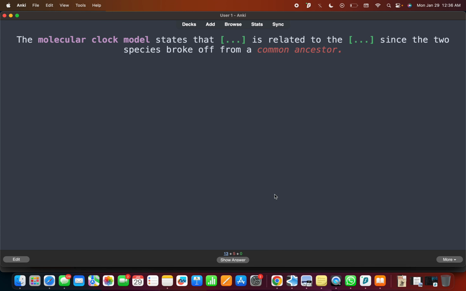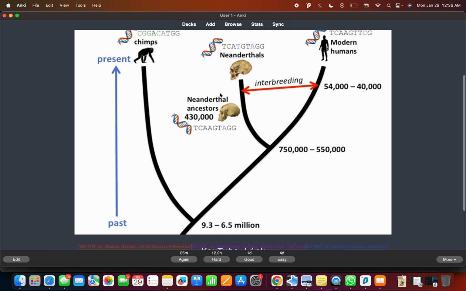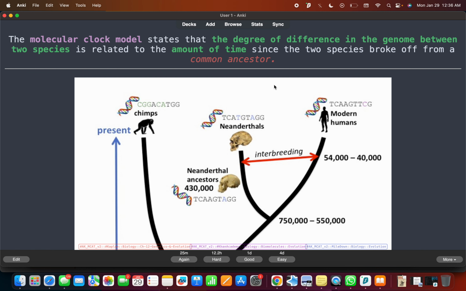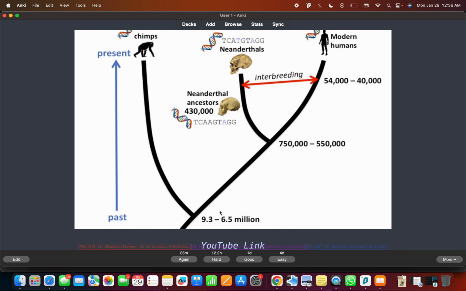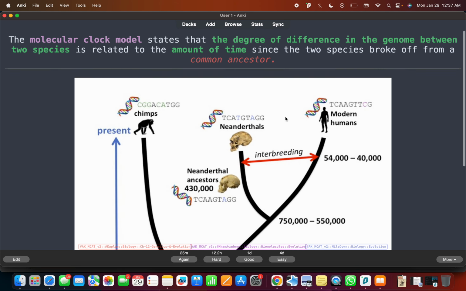Not active, adaptive. The molecular clock model states that what is related to the what since the two species broke off from a common ancestor? The degree of difference in the genome between the two species is related to the amount of time since the two species broke off from a common ancestor. So the more our genes are different, the longer ago. With Neanderthals, we don't have that much difference. So the degree of difference in the genome between two species. And then we have Neanderthal ancestors. And then we have chimpanzees that are much more different from us. 9.3, 6.5 million. Neanderthals 50,000 years ago, 40,000 years ago. The molecular clock model.